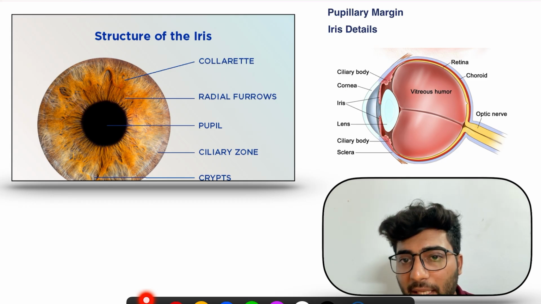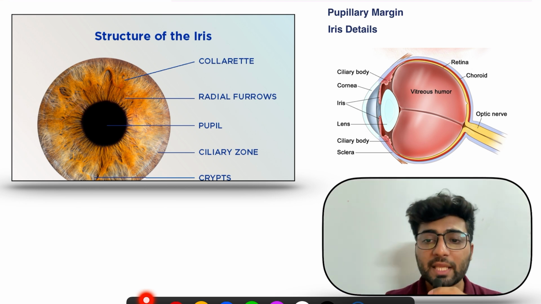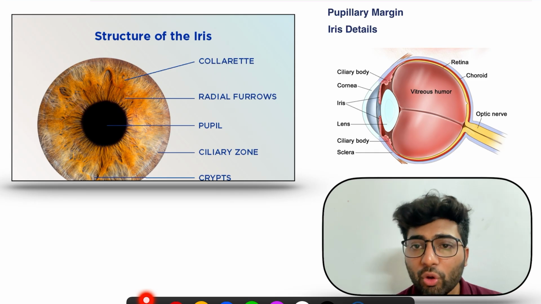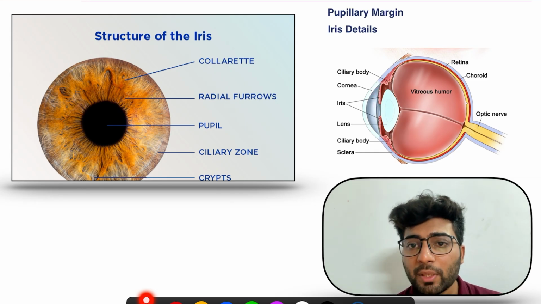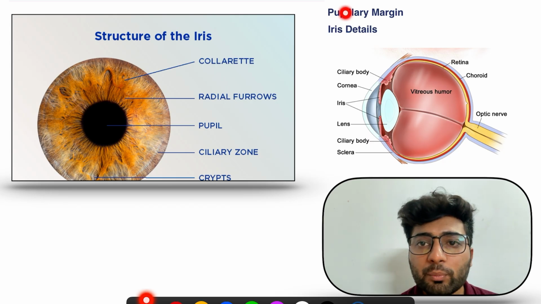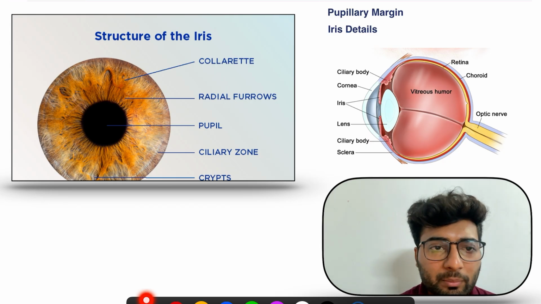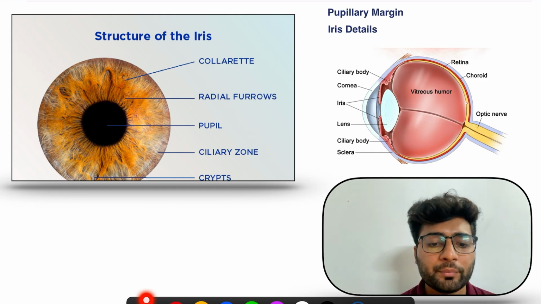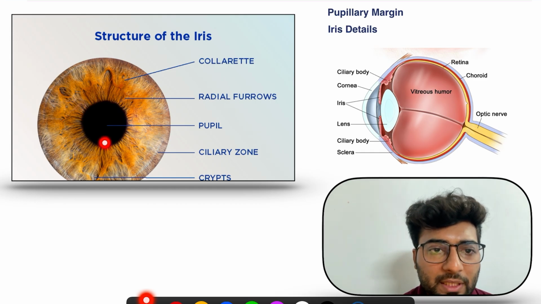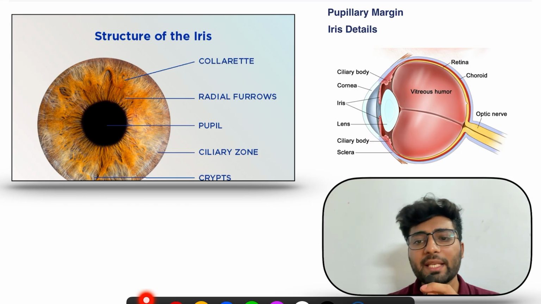So I can see this iris and pupil completely because this is transparent. But if there is any injury, then there will be scarring, and I will not be able to see this iris and pupil if this is not transparent, right? So in here we have two things: pupillary margin and iris details. What is pupillary margin? This blackish margin over here, you can see, this is the pupillary margin, and these small details of the iris, the crypts, etc., these are iris details.